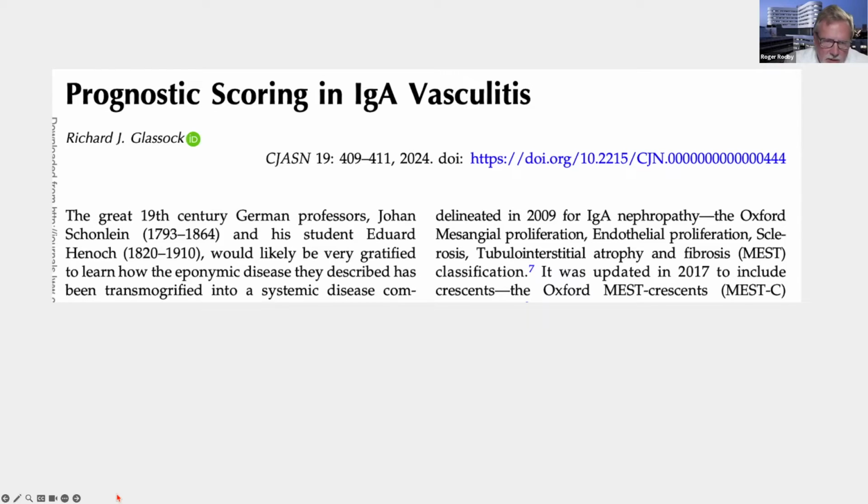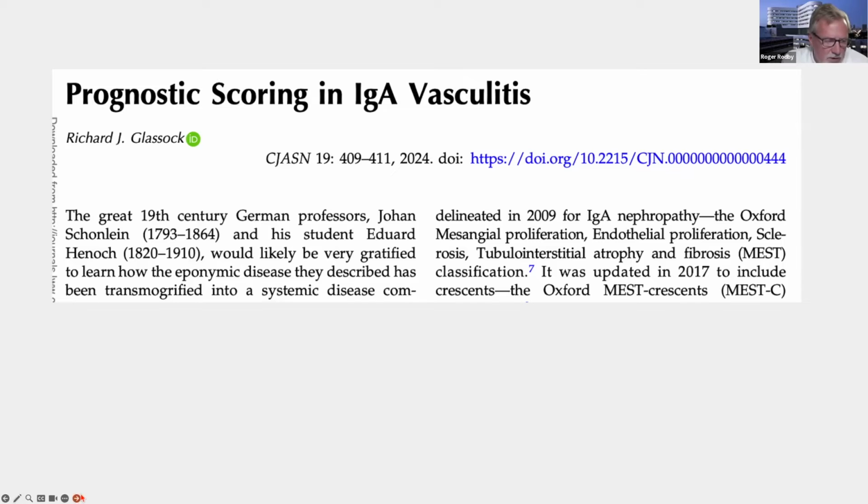We've been dealing with this nomenclature for a long time, but more recently it's really been referred to as IgA vasculitis. And Dr. Glassock wrote a very nice editorial in CJASN, just came out, discussing the prognostic scoring in IgA vasculitis, because it's difficult to know exactly what's going on with crescents, et cetera. His point has been all along, and I'll quote from his article, unlike IgA nephropathy, the diagnosis of IgA vasculitis cannot be made on the basis of pathologic examination of kidney lesions alone. And of course, that's right. It's just a matter of definition.